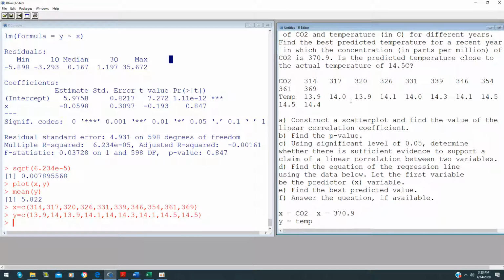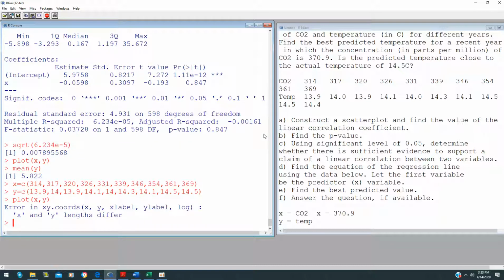So the first thing we need to do is type x equals c of all the CO2 numbers in your R, and y equals c of all the temperatures in your R. So we just did this. So we begin to draw your scatter plot. In order for you to draw your scatter plot, it should be plot(x, y).